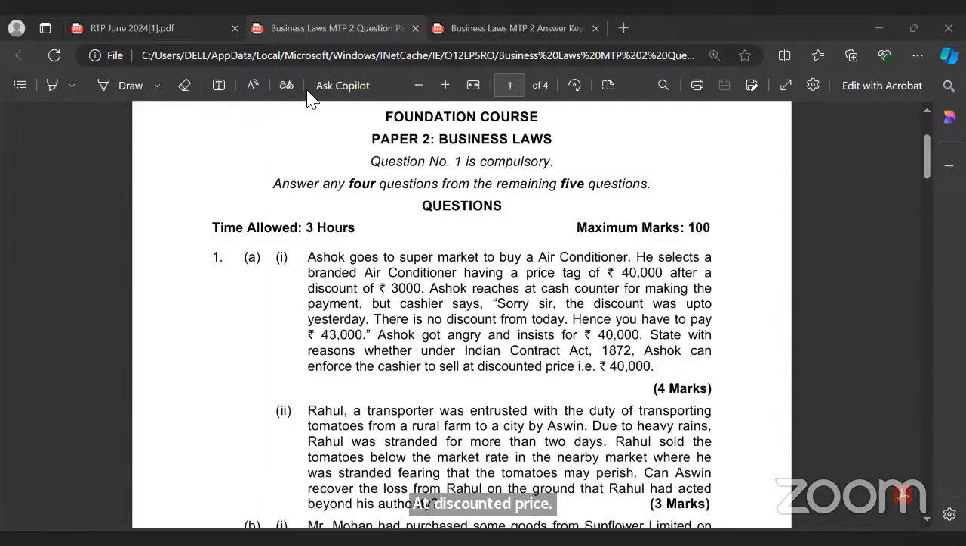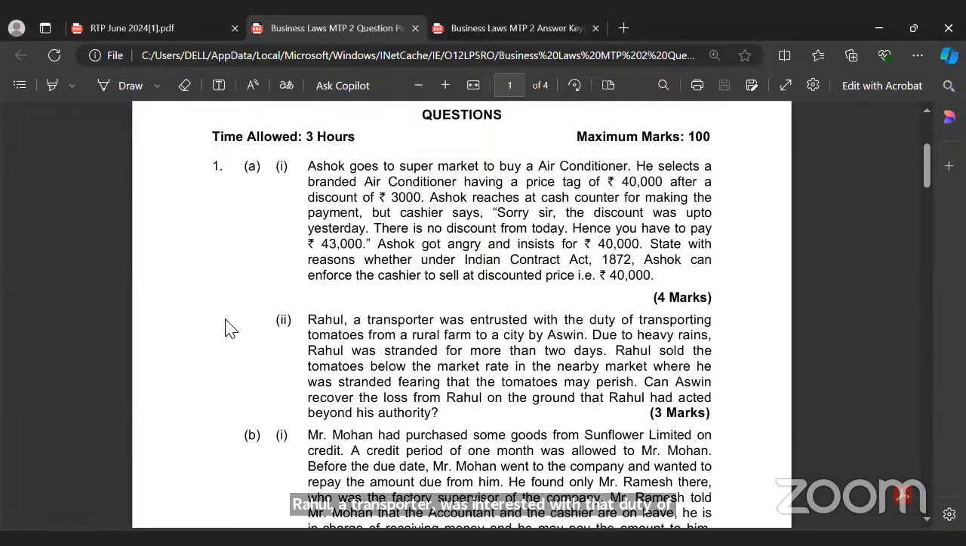Second question, A2. Rahul, a transporter, was entrusted with the duty of transporting tomatoes from a rural farm to a city by Ashwin. Due to heavy rains, Rahul was stranded for more than 2 days. Rahul sold the tomatoes below the market rate in the nearby market where he was stranded, fearing that the tomatoes may perish. Can Ashwin recover the loss from Rahul on the ground that Rahul had acted beyond his authority? 3 marks. No, this is again, you will have to mention the meaning of agency.